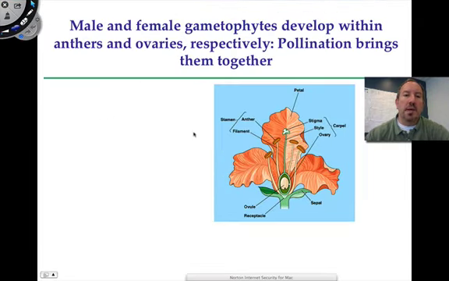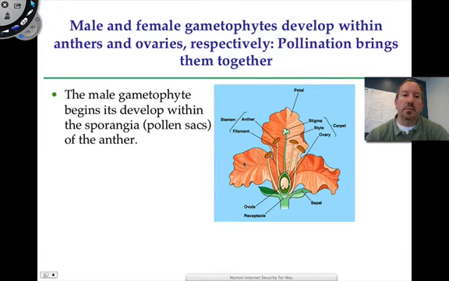And so male and female gametophytes develop within the anthers and the ovules, respectively. And so the anther sometimes is referred to as a pollen sac or a sporangia. How do you like that? House of spores. And so let's get into that.